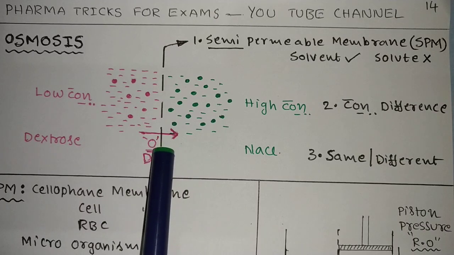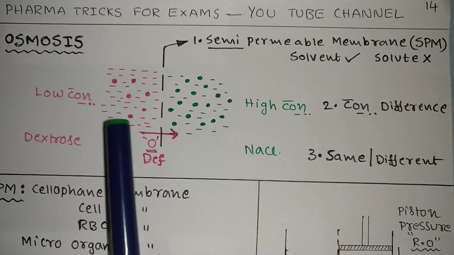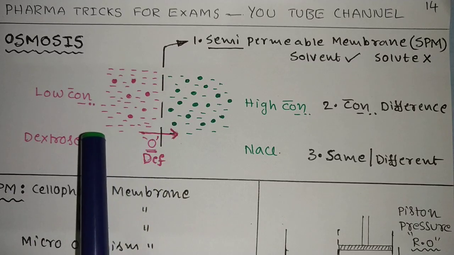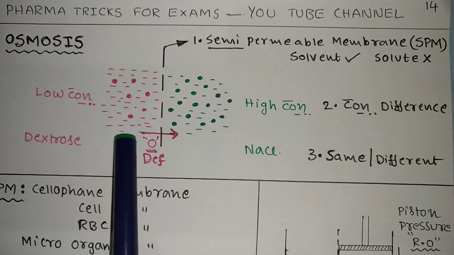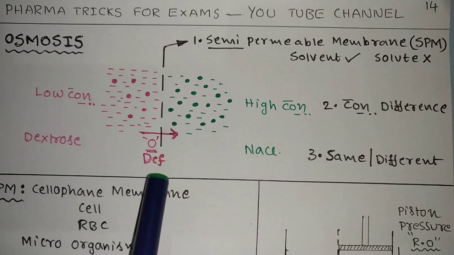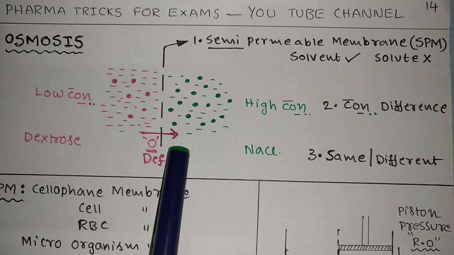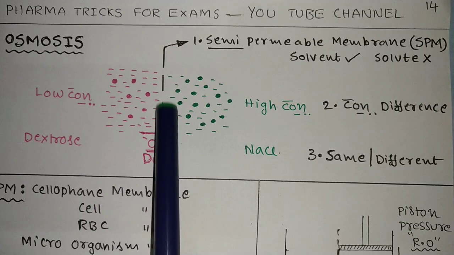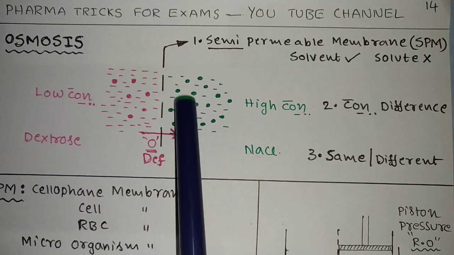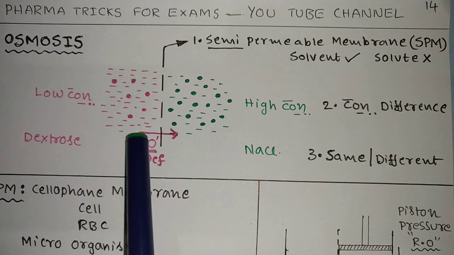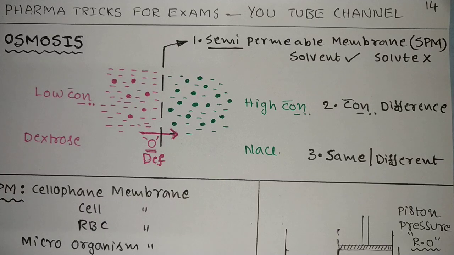We know it is an SPM, semi-permeable membrane. It permits only the solvent, not the solute. So in osmosis, what happens? There is a movement of solvent particles from the low concentration to the high concentration. That process is called the osmosis process. That is the definition. In order to dilute this, only solvent moves. Here the concentration is high, so in order to dilute it, solvent particles move from low concentration to high concentration.